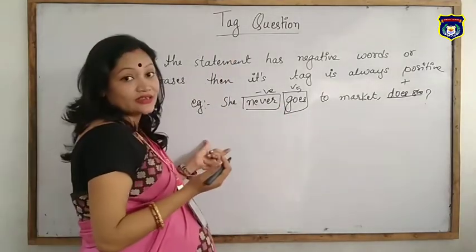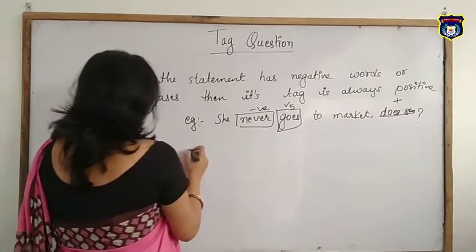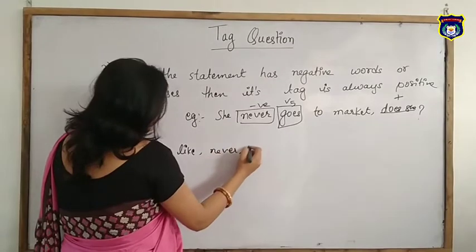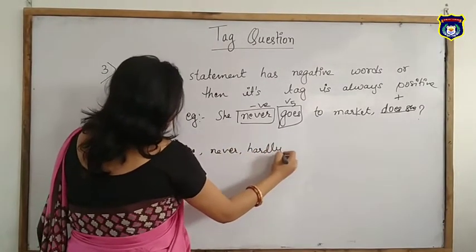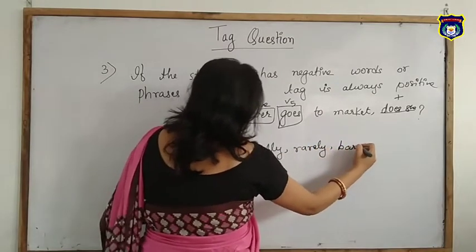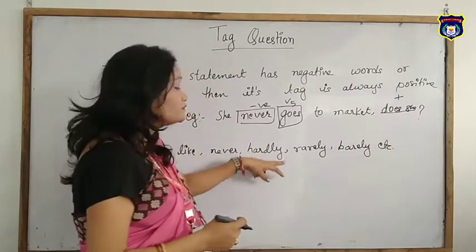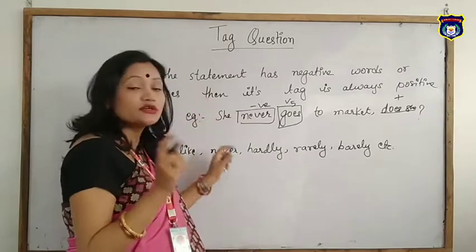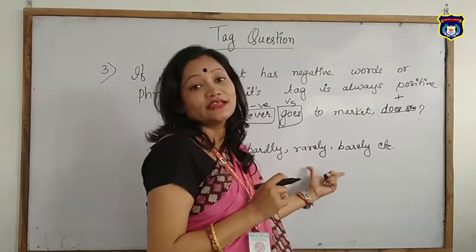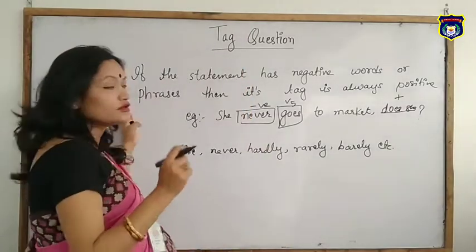Now, what exactly are the negative words and phrases? I am going to give you some examples of it, like never, hardly, rarely, barely, etc. Yes, these are some of the examples of the negative words. If we find these words in a statement, then we must be very clear that definitely that statement is negative and we need to follow the positive tag. Now let's move on to rule number 4.